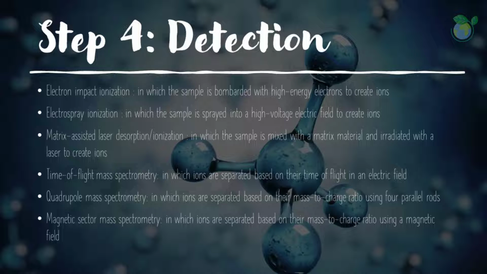Types of mass spectrometry. There are different types of mass spectrometry, which differ in their ionization method and mass analyzer. Some of the most common types include electron impact ionization, EI, in which the sample is bombarded with high-energy electrons to create ions. Electrospray ionization, ESI, in which the sample is sprayed into a high-voltage electric field to create ions. Matrix-assisted laser desorption/ionization, MALDI, in which the sample is mixed with a matrix material and irradiated with a laser to create ions.